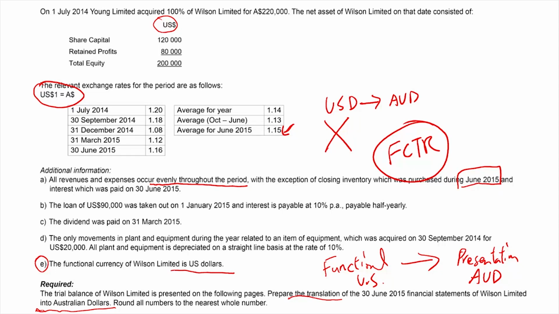Also, we've got an interest that was paid on 30th of June 2015. You can see that we've got a rate for 30th of June 2015 as well. After that, we also have a loan interest. We also have dividend, which they say was paid on 31st of March 2015. Once again, we have a specific rate for March 2015. And then we also have equipment, which we'll talk about a little bit later. Let's write down the easy ones first.